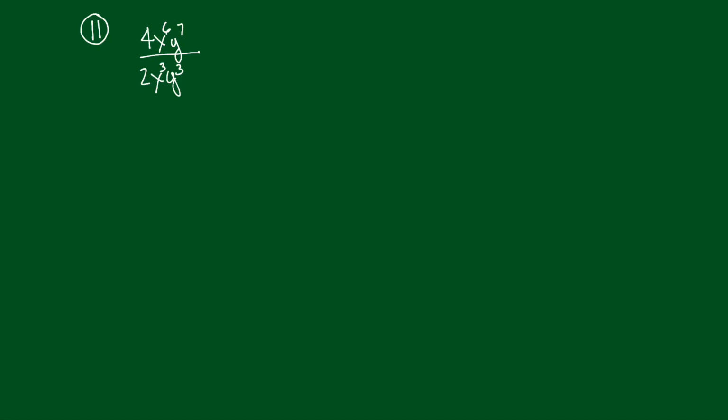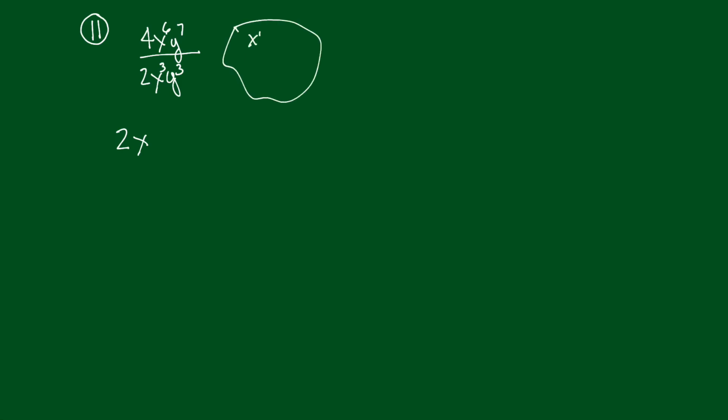Now here in 11, we've got a division and multiplication, right? There's no addition or subtraction to slow us down. All multiplications and divisions. So let's go ahead and divide. Now, the 4 divided by 2 is a 2. And then what about these x's? Well, the x's, when you make a division, here's the rule we're going to use.